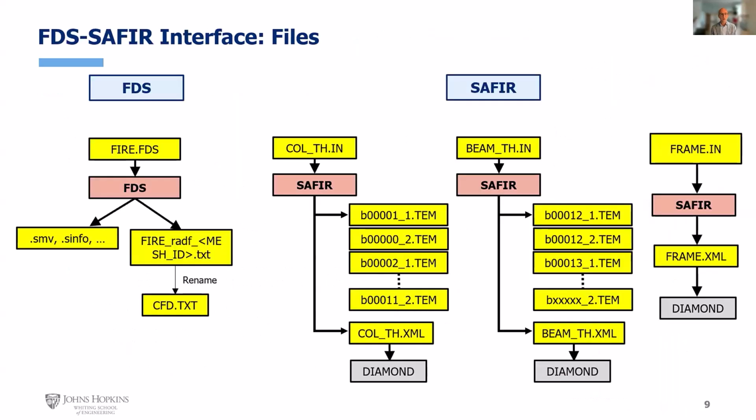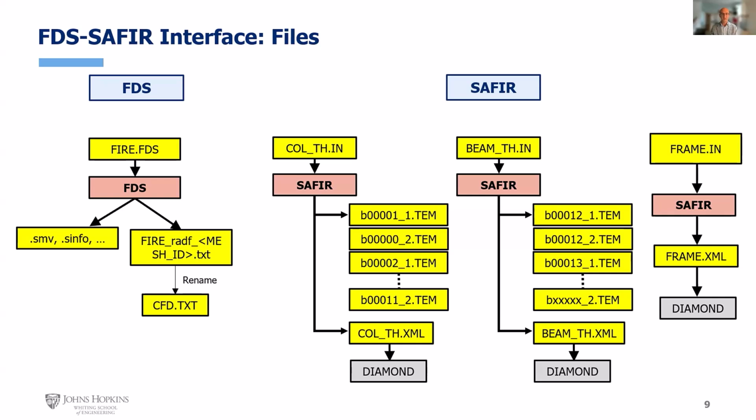The file structure will look like this. First, on the left, on FDS, when you run the calculation, there is a specific TXT file that is generated with all the interfacing information and data. So this file has to be named cfd.txt. And then on the right, the SAFIR analysis looks as usual with a structural input file and different thermal input files for the different types of elements.